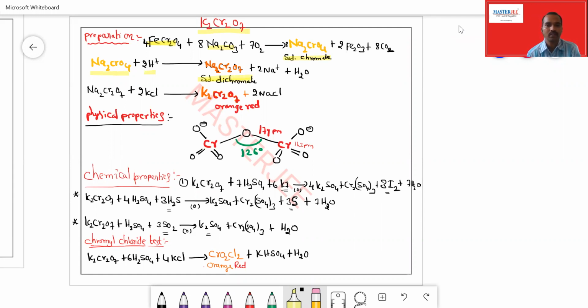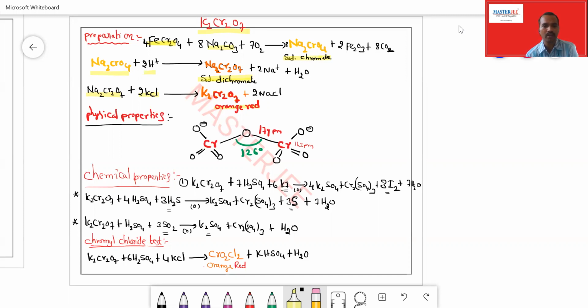This sodium dichromate, now it reacts with potassium chloride, meaning it will form orange red color potassium dichromate, K2Cr2O7. Once again, see, iron chromite we are taking, and we are going to react it with sodium carbonate, meaning we are getting sodium chromate here.